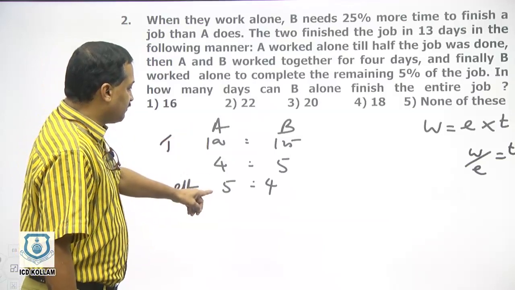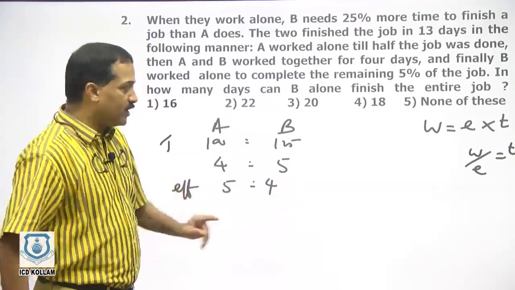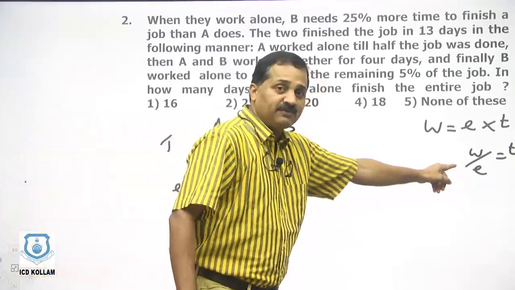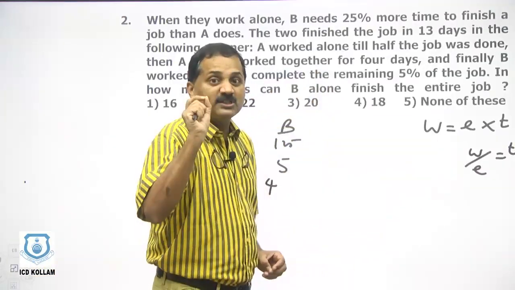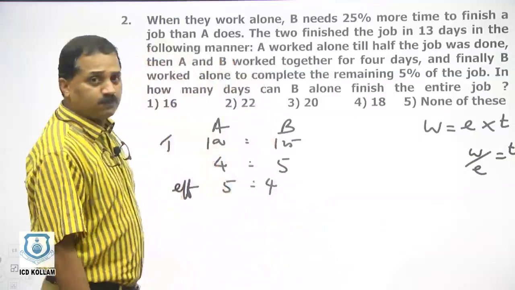A's efficiency is 5, B's efficiency is 4. Look, we got one aspect. What is that? B's efficiency is 4. We got the denominator here, 4. Now we need to know what is the work. Let us explore further.